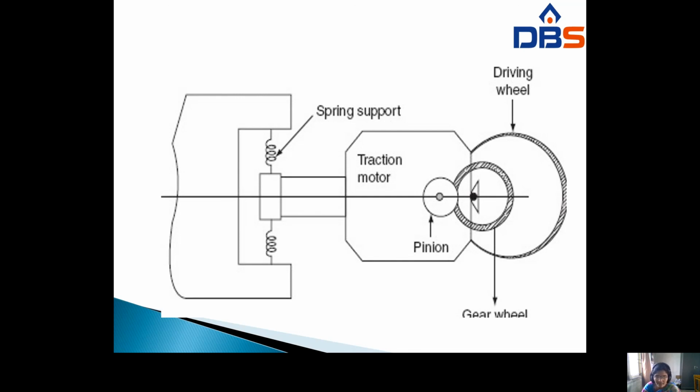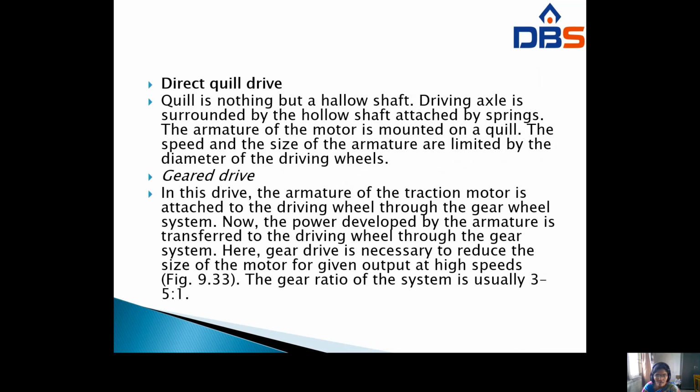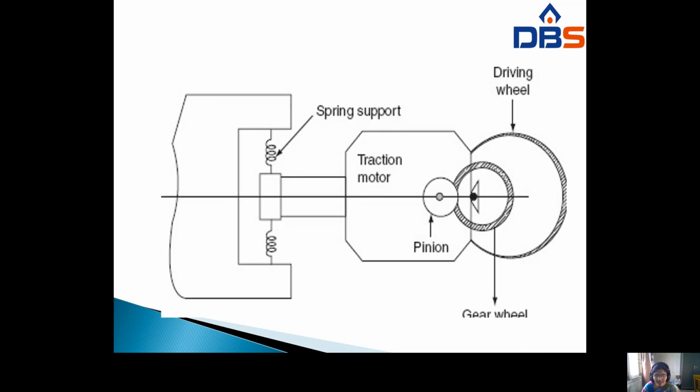Generally, this is how you can arrange the drive. This is the gear. This is the driving train wheel. Train wheels. Here the traction motor drives through a pinion, and this is the shaft. These are the springs. This is the arrangement of the wheel.